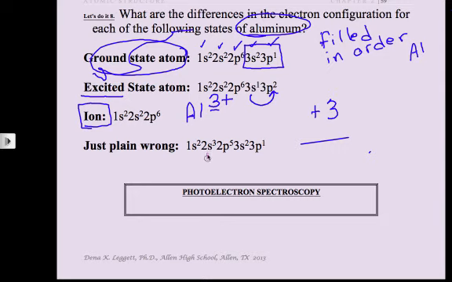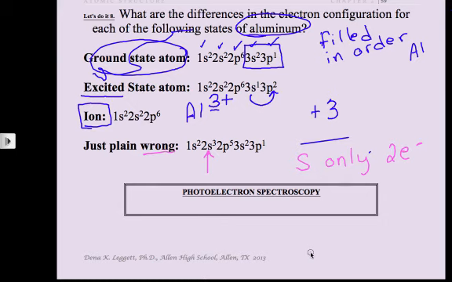And that's this right here. Because it says 2s3. And an s sublevel can only have 2 electrons. Otherwise, there's just too much repulsive forces going on. So an s sublevel can only have 2, and this shows it 3. That's why it's just plain wrong.